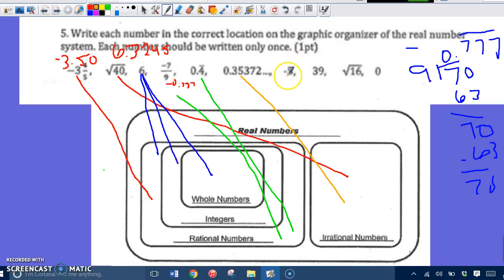Negative 5. Guess what? It's not a whole number, not an integer, but it is a rational number, okay? Or negative 5, duh, I said negative 5 is not an integer, it is an integer, because you can find it on the number line, right? 39, change colors, whole number.